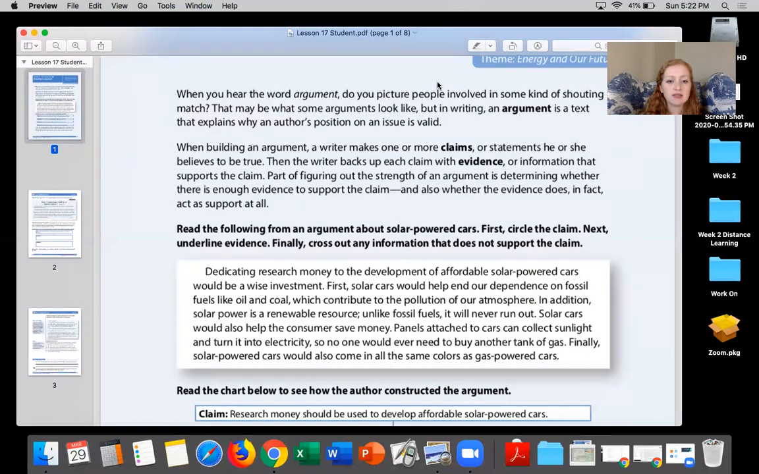I lost my place. Here we go. Okay. Part of figuring out the strength of an argument is determining whether there is enough evidence to support the claim and also whether the evidence does, in fact, act to support it at all.